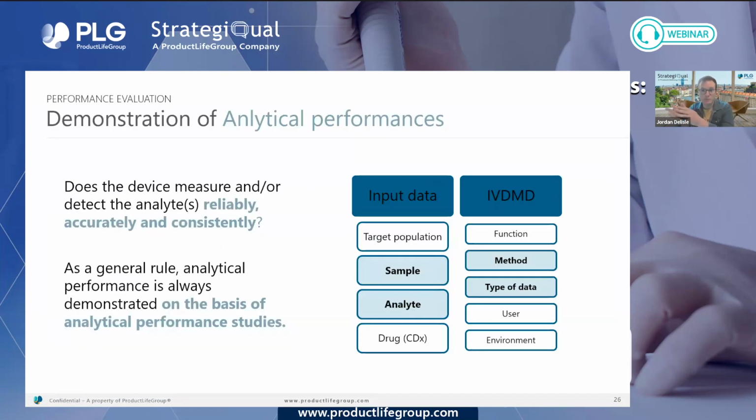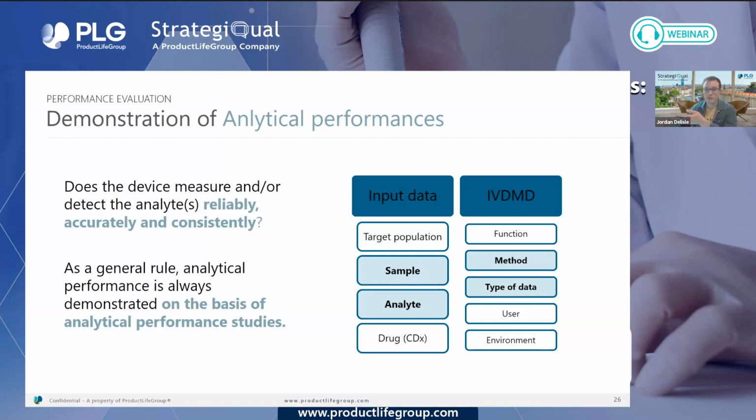We've talked about the first pillar of performance evaluation, scientific validity. Now let's look at how to demonstrate the device's analytical performance. Demonstrating analytical performance means demonstrating the performance of the method used by the device and must answer the question, does the device measure and/or detect the analyte reliably, accurately, and consistently?